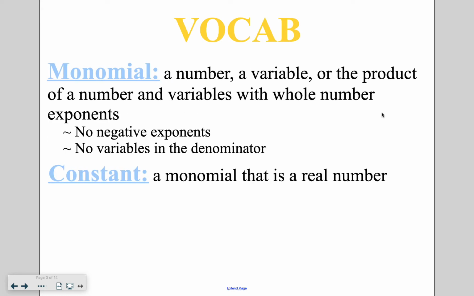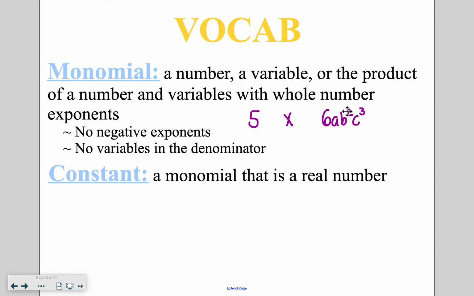So we're going to start with what is a monomial. There's going to be a lot of vocab here at the beginning so that we can apply these things to the rest of the lesson. So a monomial is a number, a variable, or the product of a number and variables with whole number exponents. So, for example, it could be just the number 5, or it could be the letter x as our variable, or it could be 6ab to the second c to the third, where we've got a number and variables being multiplied.